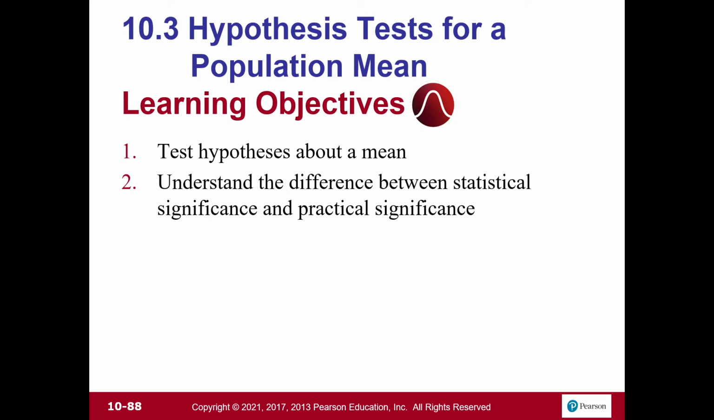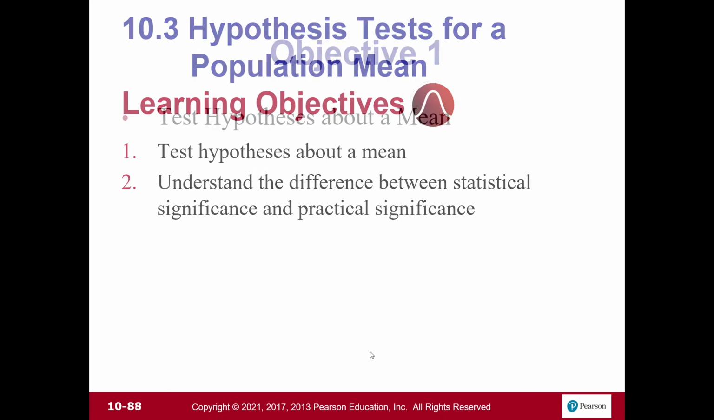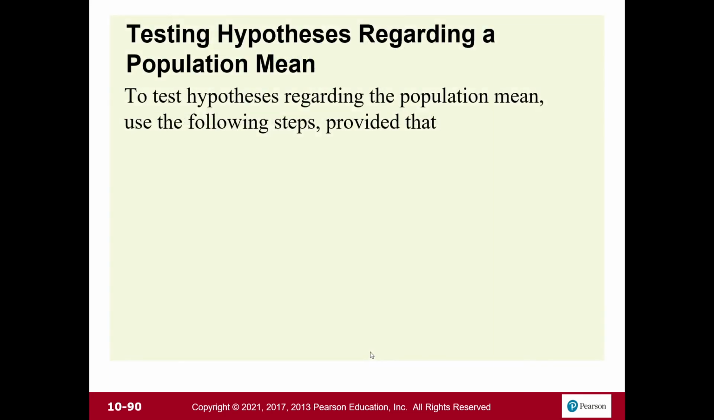Section 10.3, hypothesis tests for a population mean. And there are only 2 learning objectives here. Number 1, test a hypothesis about a mean. And then number 2, understand the difference between statistical significance and practical significance. All right, so test a hypothesis regarding the population mean.